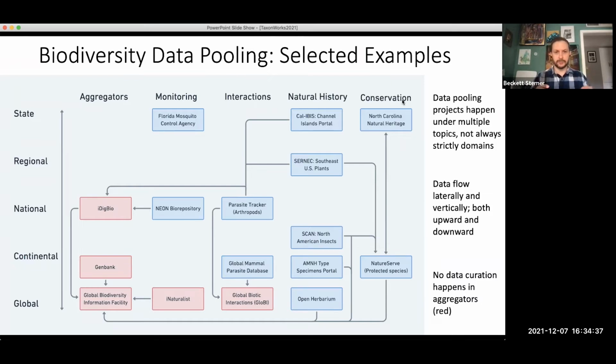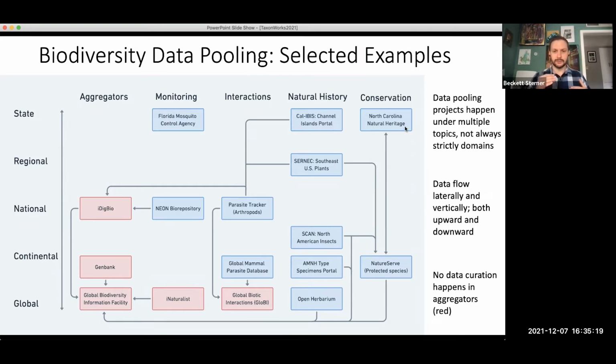And so the arrows here sort of show the flow of data records. And I want to kind of highlight how the communities that have actually formed don't necessarily do it in this nice tidy way around taxonomic groups, right? They might be interested in taxonomic groups intersected with geographies, or taxonomic groups intersected with ecological relationships, like with mammal parasites or arthropod parasites. Or they might be interested in particular jurisdictions or government concerns like monitoring mosquitoes or preserving natural heritage in North Carolina.